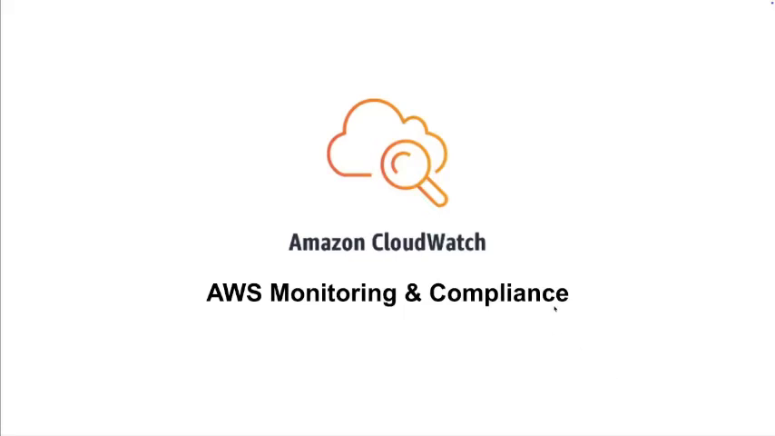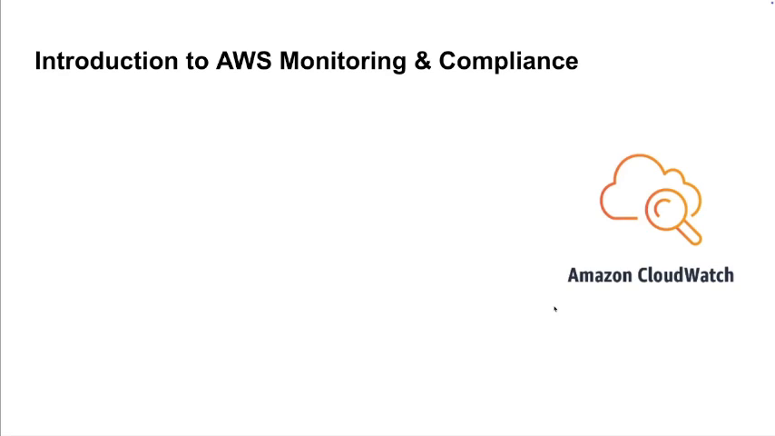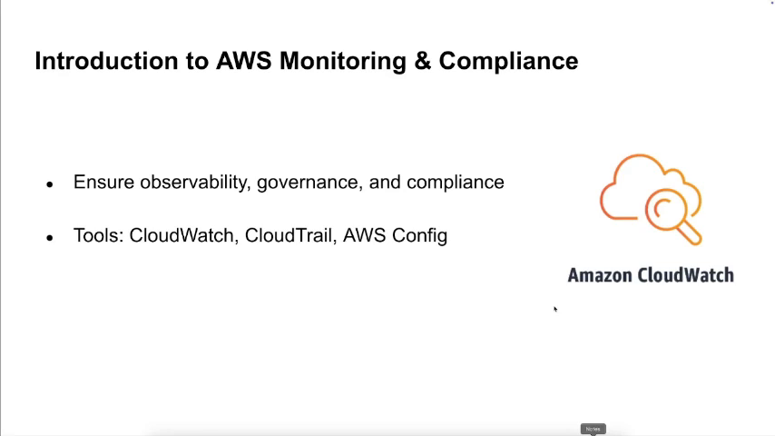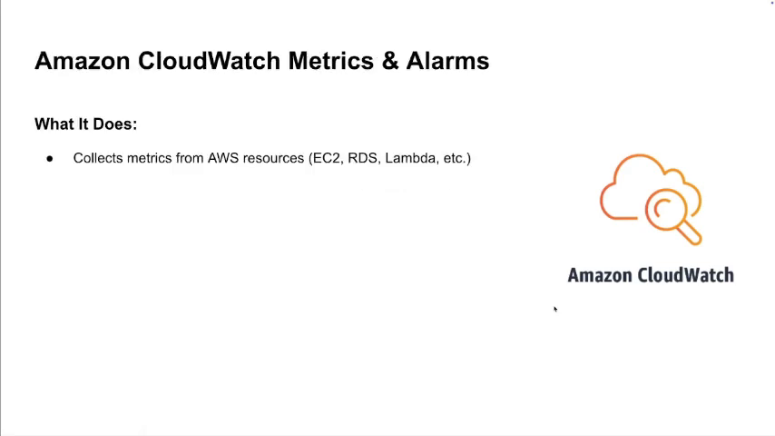Welcome to another interesting AWS service called Amazon CloudWatch. It's AWS monitoring and compliance system. Now, if you want to ensure observability, governance, and compliance, you need CloudWatch, CloudTrail, and AWS Config. In this video, we'll just be touching CloudWatch to give you a clear, simple example of what to use it for. So what do they do?